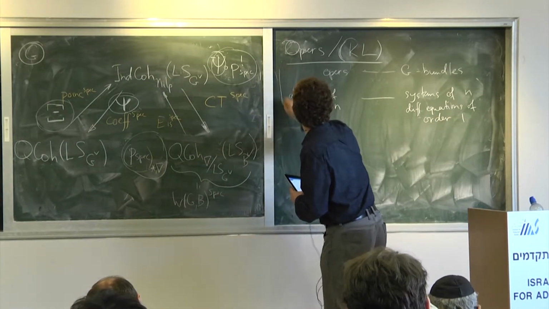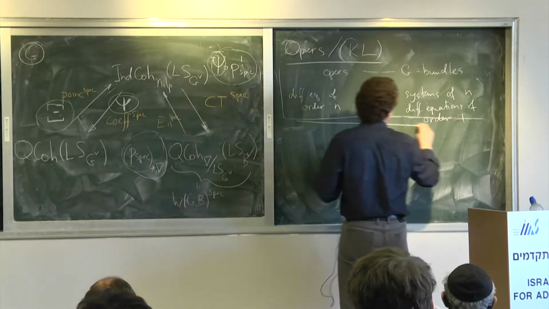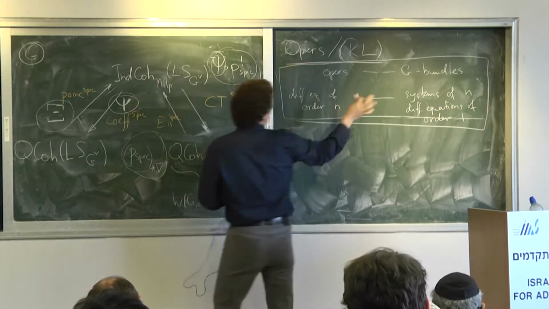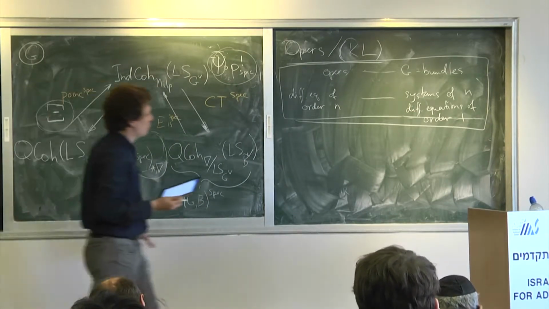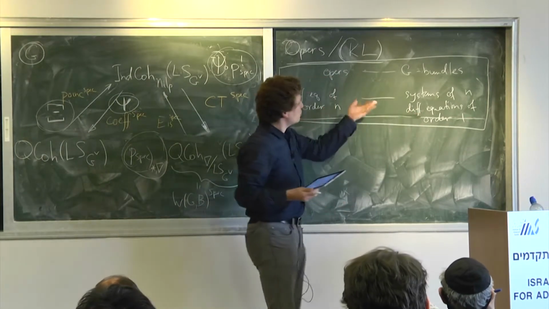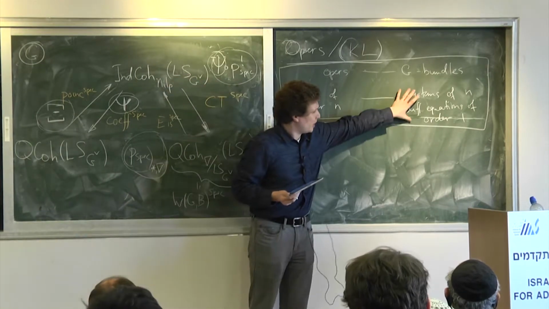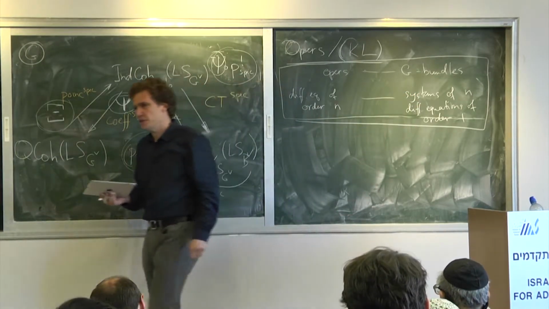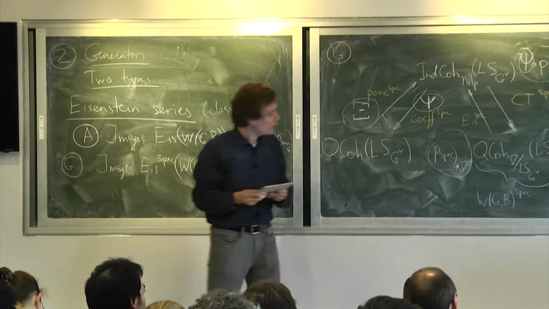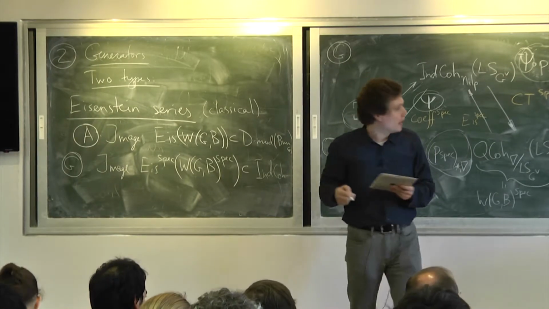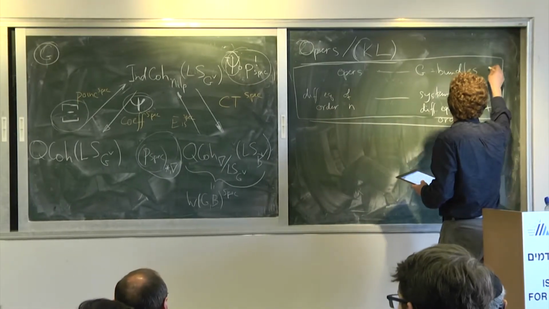This is a neat way to keep in mind what these objects are all about. And this also should tell you that, like many other things in this story, this is what happens for GL_n. For GL_n, the story is much simpler and more classical than for an arbitrary group. Is it G-bundles with connection or just G-bundles? Opers are to G-bundles with connections. Thank you.